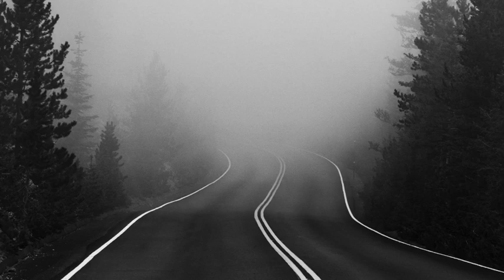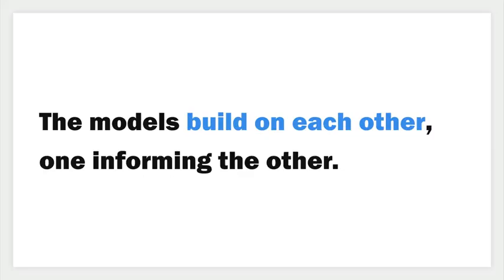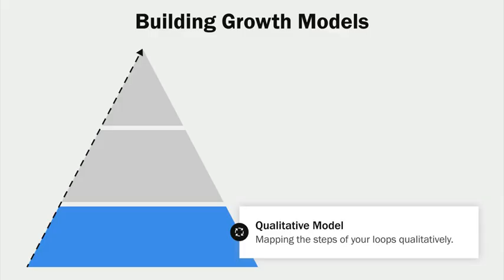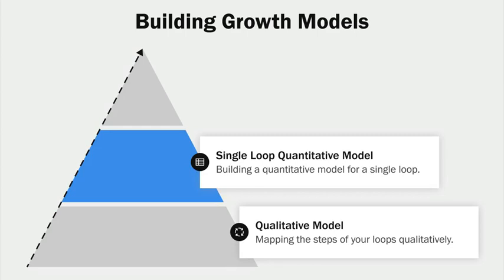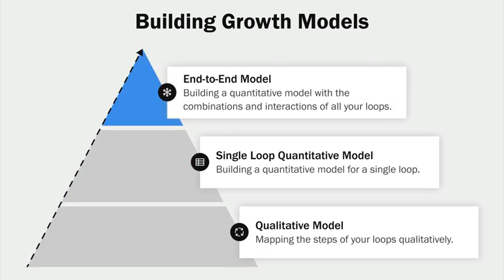As we go through the different types of models, the models build on each other as we build them. So where we start is with the qualitative model. This represents the foundation of the model pyramid. After we build the qualitative model, it helps us inform our single loop quant models. And as we build out the single loop quant models, we're able to bring those together into an end-to-end quantitative model. These 3 different types of models have different strengths and weaknesses, so we need to make sure that we're using the right model for the right situation.